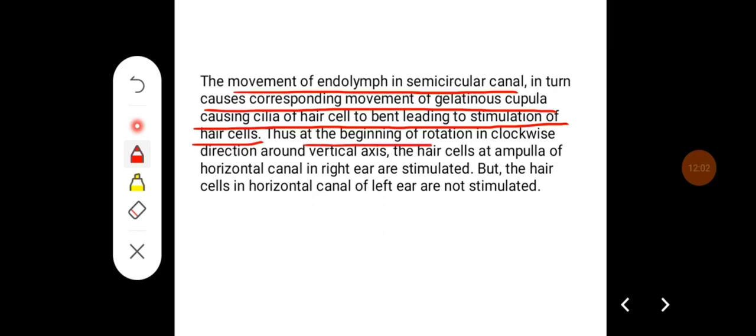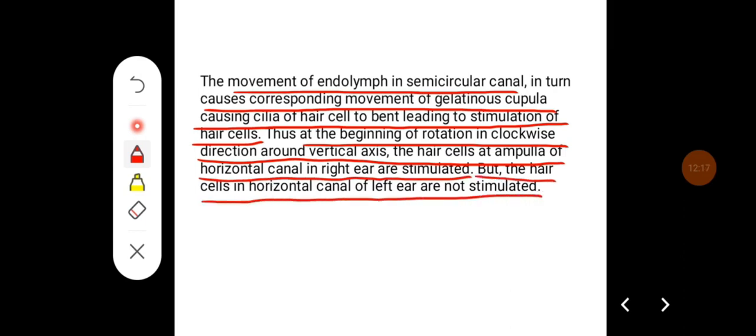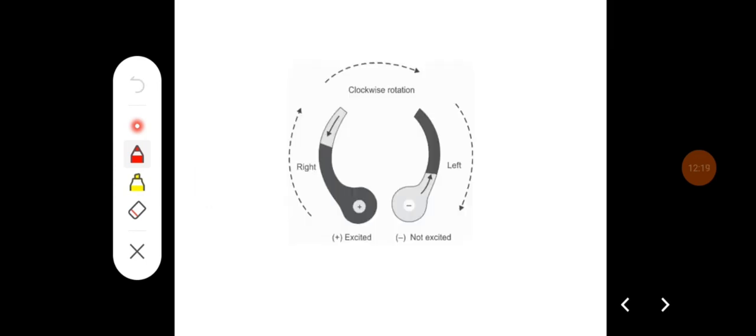Thus, at the beginning of rotation in clockwise direction around the vertical axis, the hair cells at the ampulla of the horizontal canal in right ear are stimulated, but the hair cells in the horizontal canal of the left ear are not stimulated. Okay, so this is a diagram showing the movement of the endolymph.